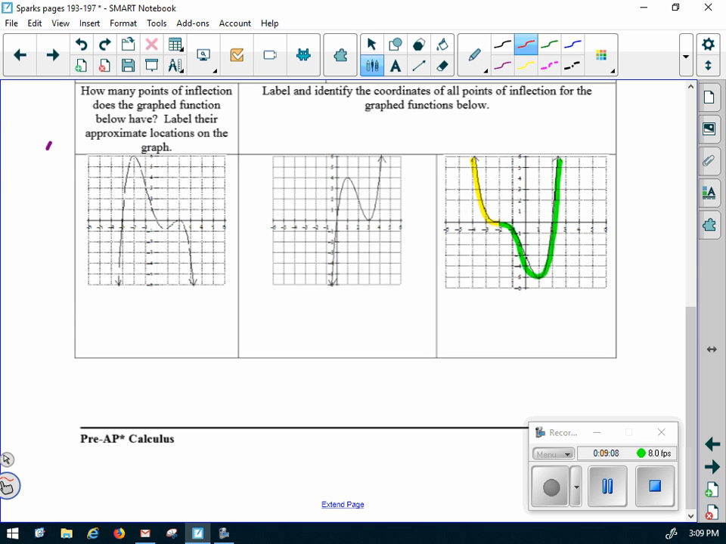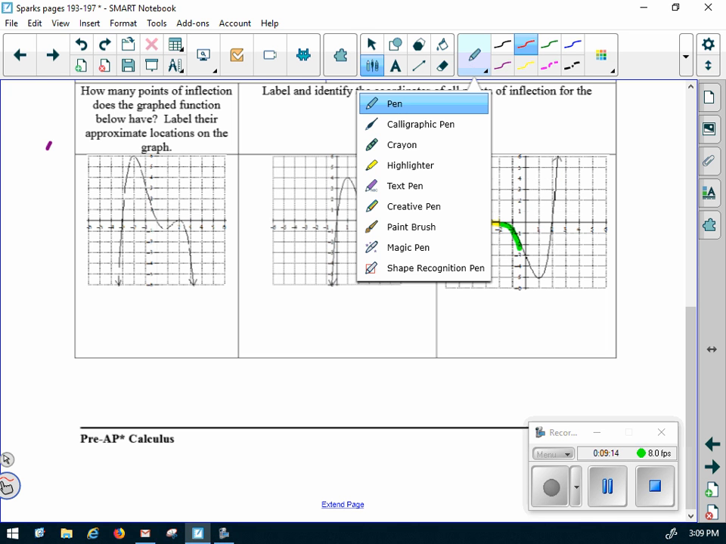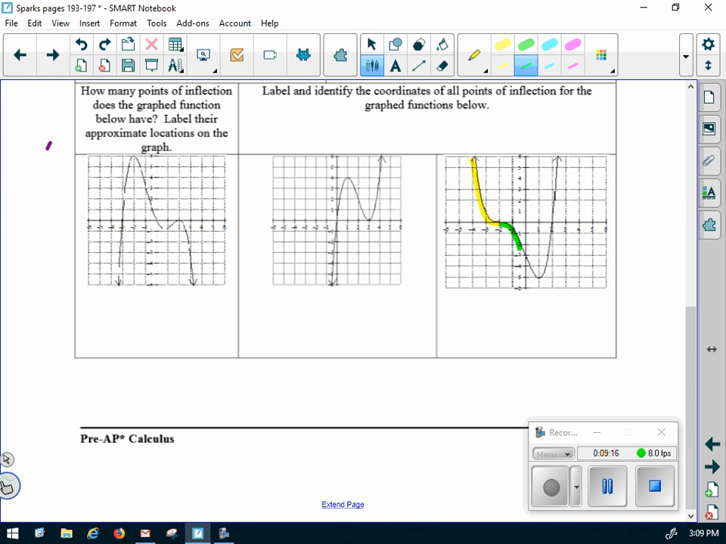Oh, whoops, I screwed up. Oh no, you weren't paying attention to my work, were you? There are 3, aren't there? This graph goes from concave up to concave down and back to concave up. So there are 3 different intervals of concavity.